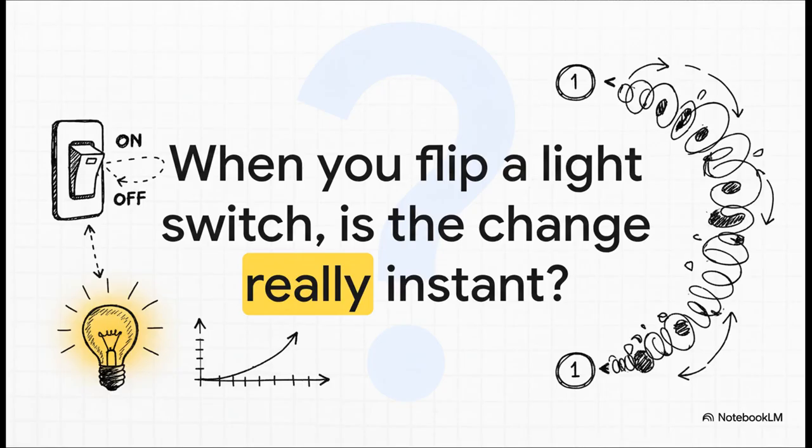It really seems like it should be simple. Off becomes on, 0 becomes 1. But is that change truly 100% instant? Well, as you've probably guessed, the answer is no. The thing we see as instantaneous is actually a process, a tiny little journey from one state to the next.